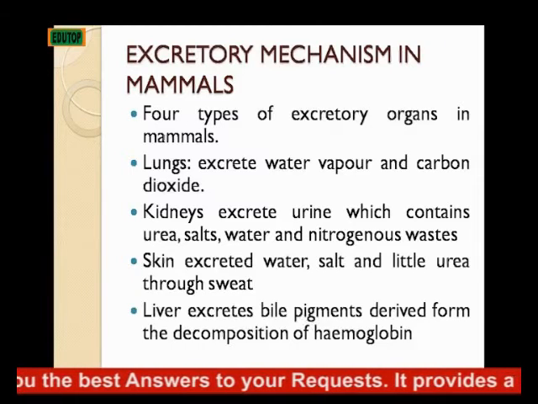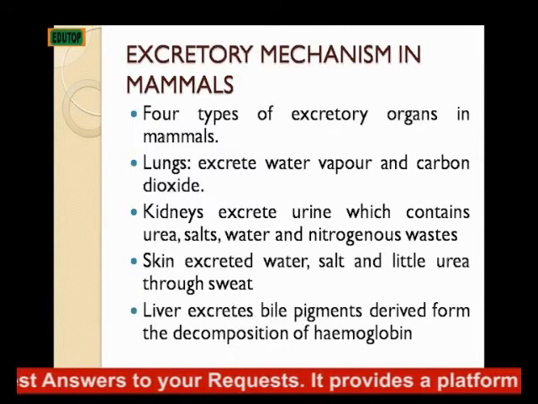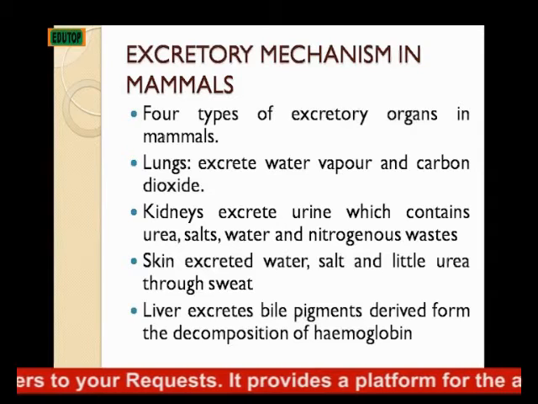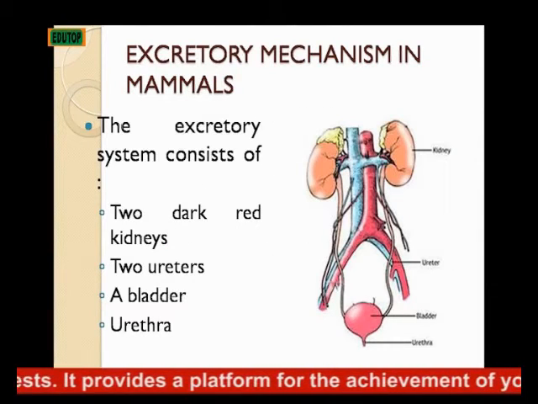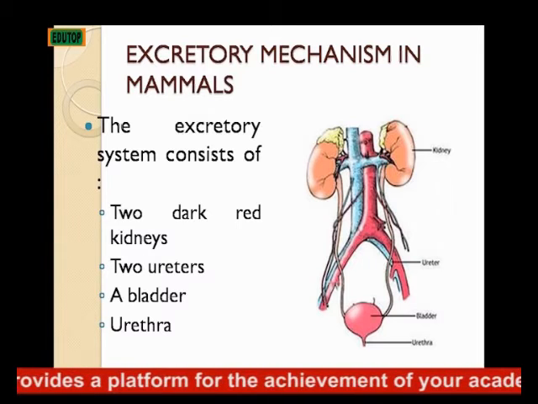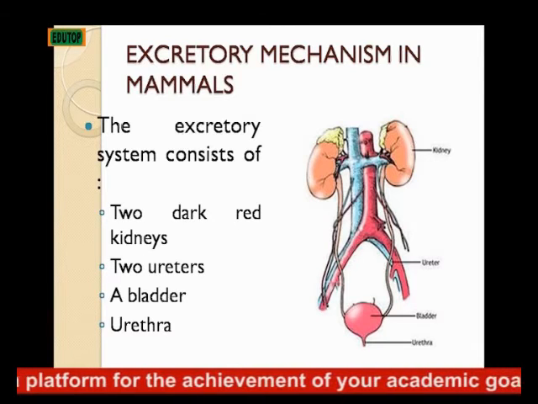Excretory mechanism in mammals. The excretory mechanism in mammals consists of four major things. The first are the kidneys, two kidneys. They are dark red in color. Can you see the kidneys?